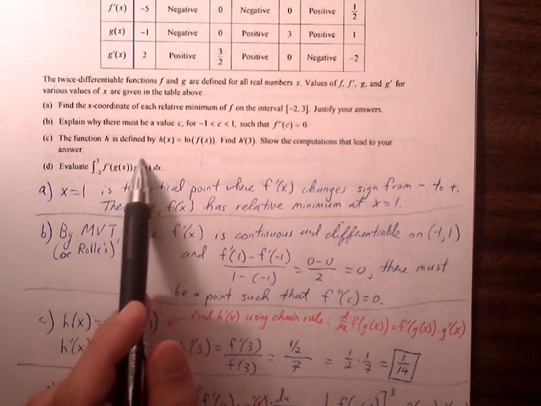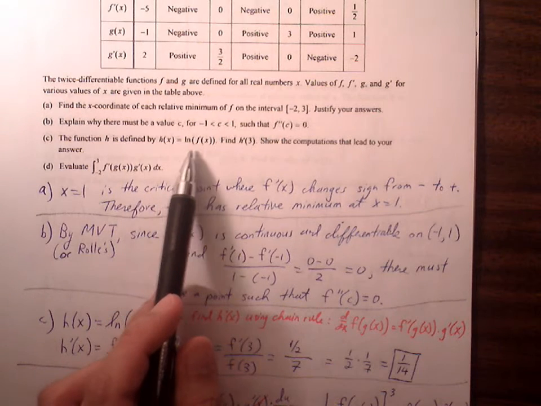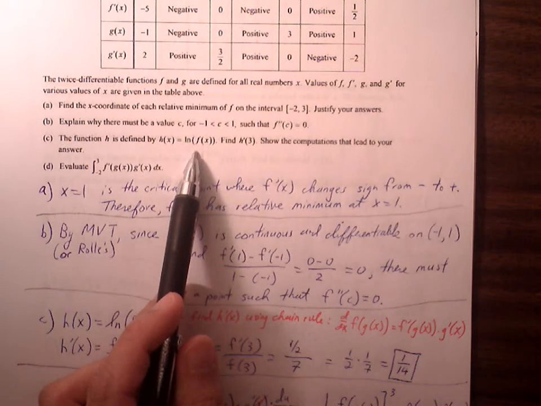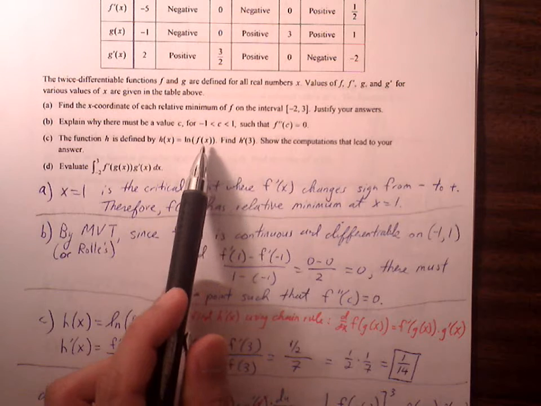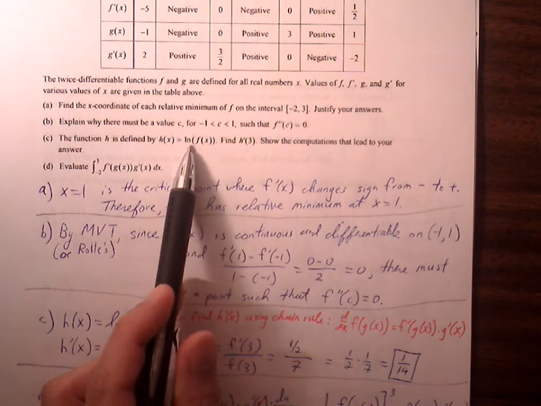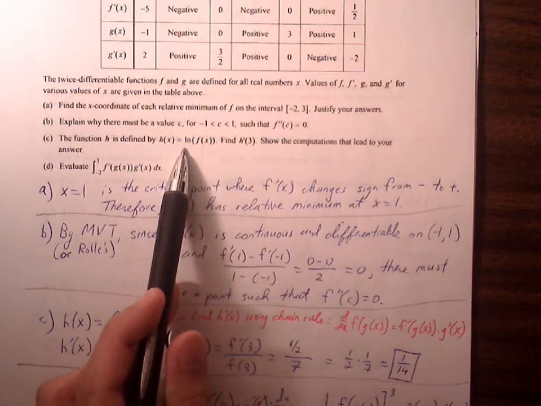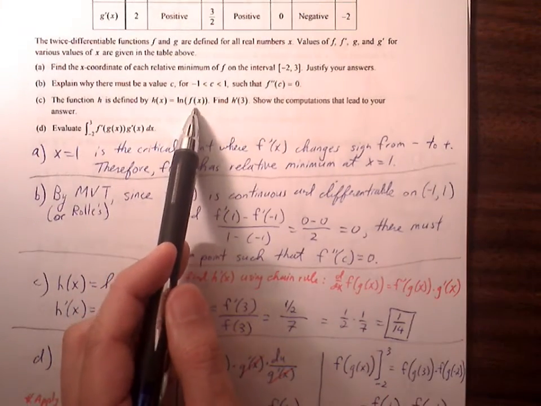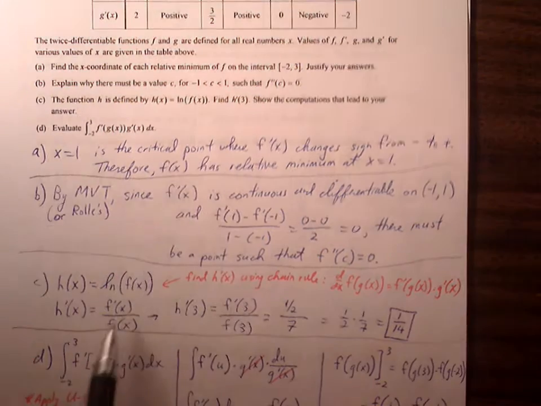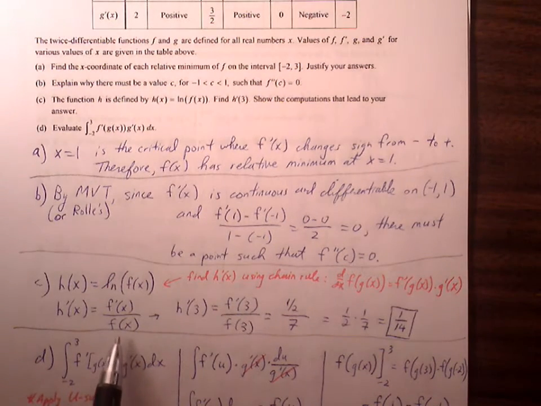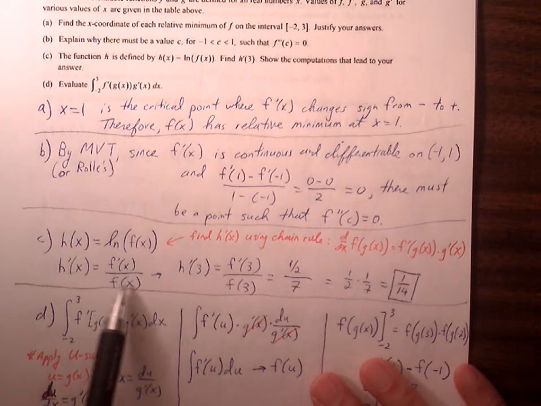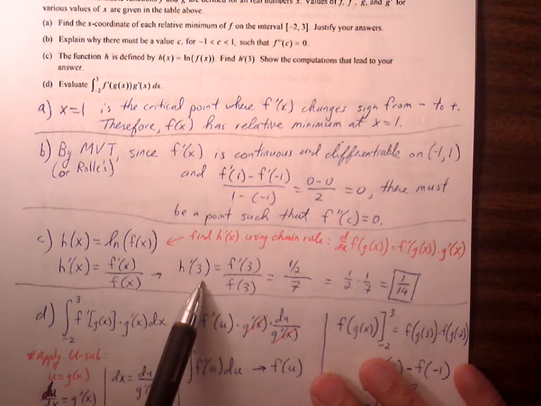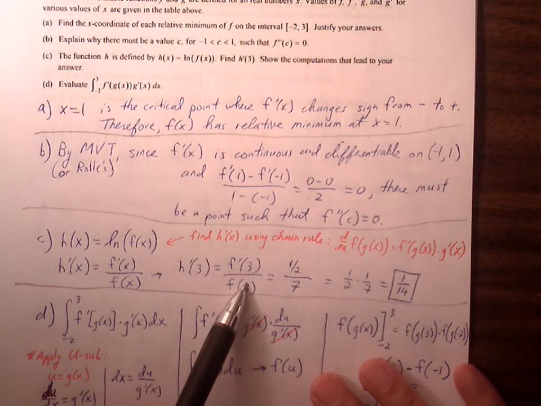Right, for part C, we have h defined as natural log of f of x. Find h prime of 3. So if I want to find h prime of 3, I have to find the derivative. To find the derivative, this is a function within a function. So the rule is natural log of u is u prime over u. So natural log of f of x is going to be f prime over f. So now we can replace each x with 3. We get f prime of 3 over f of 3.